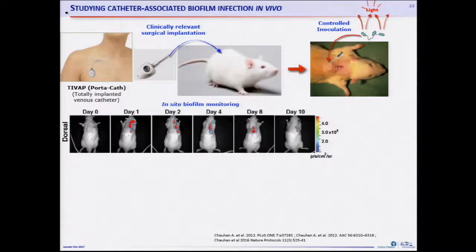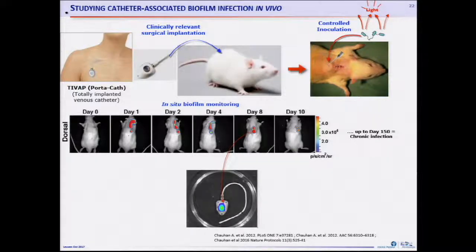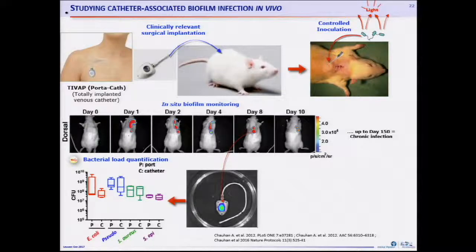You can see the development of the biofilm. This is the back, with the chamber here, and here the catheter that then goes to the jugular vein. You can maintain this for more than 150 days, for example, mimicking chronic infections. And then you can get the catheter out. You see the biofilm inside the catheter. You can actually count the bacteria.